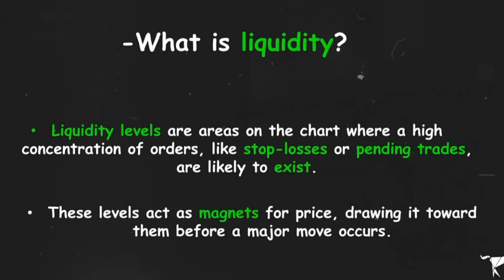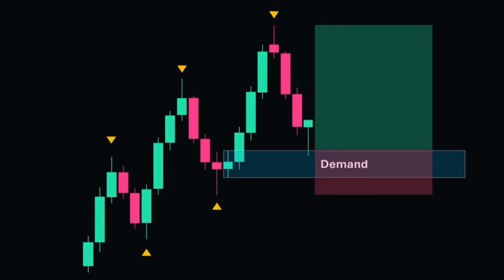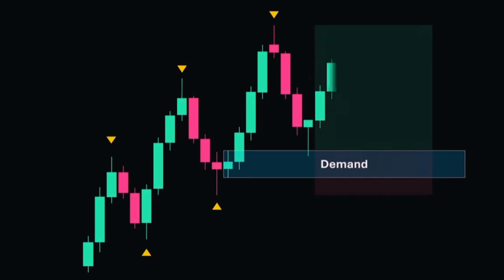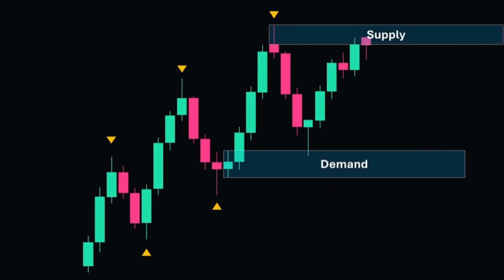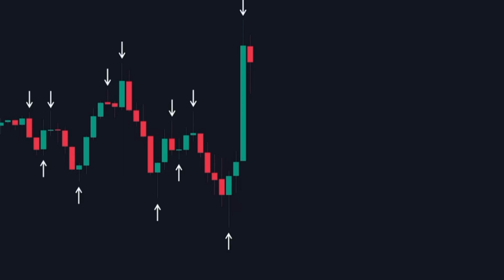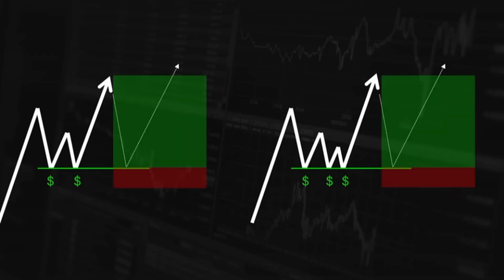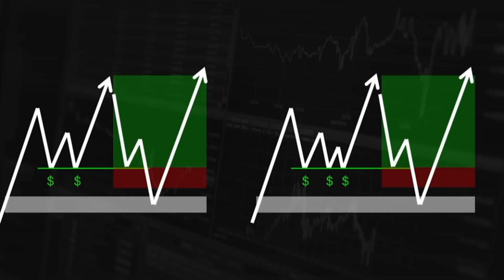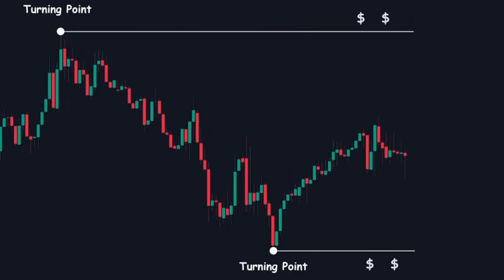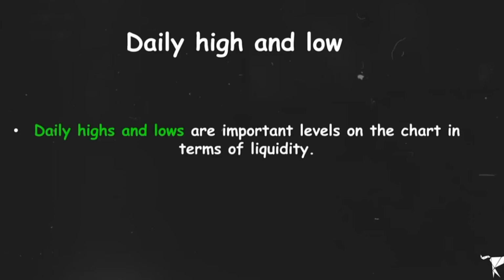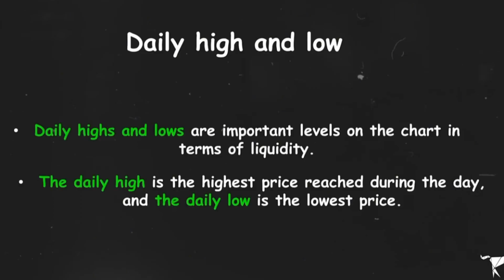The third step is liquidity. Liquidity is about where orders sit in the market. Large players need liquidity to enter or exit positions, so they target areas where stops and pending orders are concentrated. The most important liquidity levels are swing highs and lows, equal highs and lows, turning points, and daily highs and lows. Institutions often drive price into these zones to trigger stop losses and collect liquidity before the next major move. Recognizing this behavior gives me an edge because I can anticipate sweeps before the trend resumes.